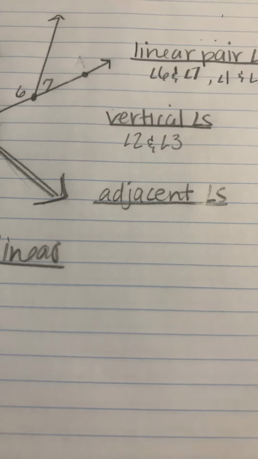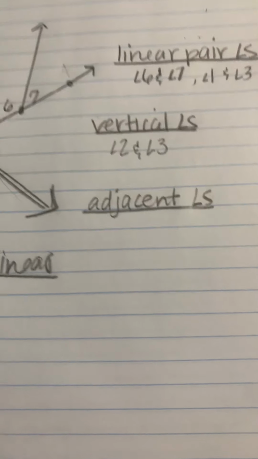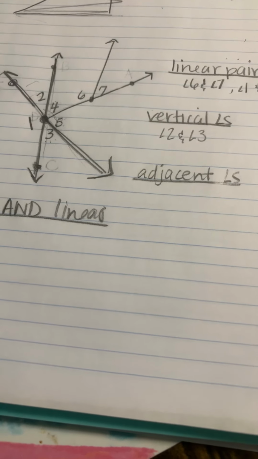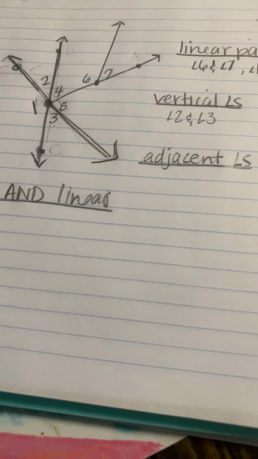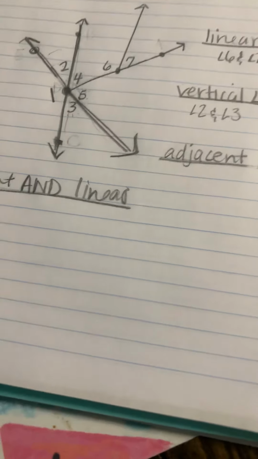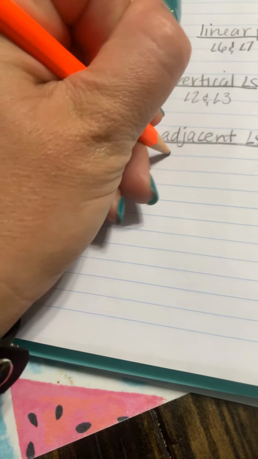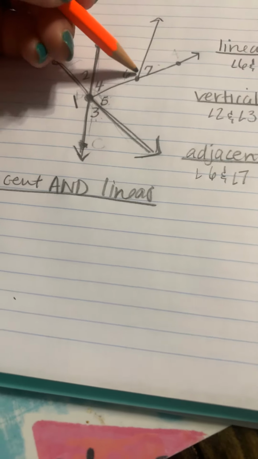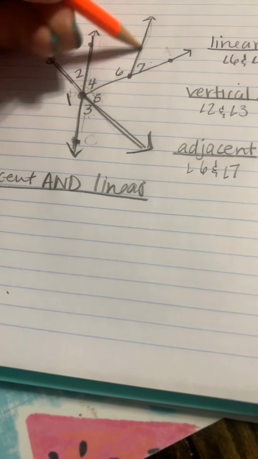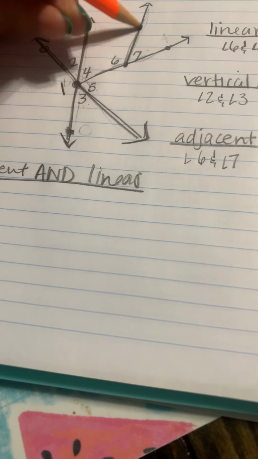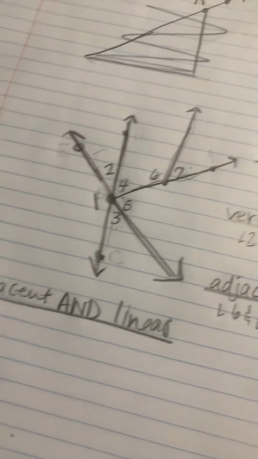Adjacent angles, those are next door neighbors basically. So they are side by side, they share a ray. Some linear pairs will be adjacent. Actually, all linear pairs are also adjacent, but not all adjacent angles are linear pairs. So 6 and 7, those are adjacent because they are right next door. They have this ray right here that they both share. This ray is part of angle 7, and it's also part of angle 6. So they have that ray in common.